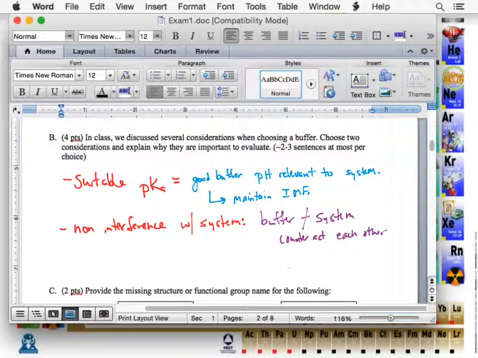Okay, so I would almost call that two. If you gave me non-interference and non-biological, I probably would not give you full credit because you're telling me two things that are exactly the same. Okay. What else?